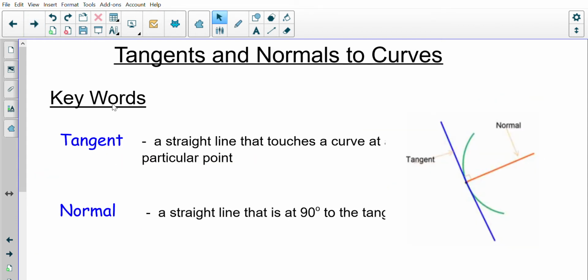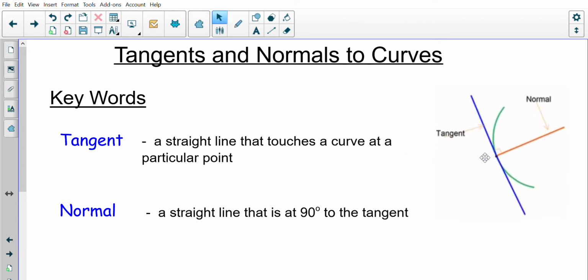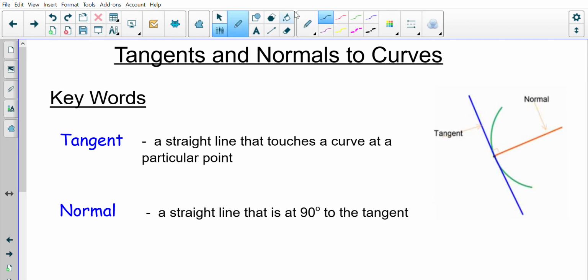So a tangent we've come across before. A tangent is a straight line that touches a curve at a particular point. So here is our tangent in blue to the curve which is in green. A normal then is a straight line that is 90 degrees to the tangent. So there is our tangent at a particular point in blue, and the normal is just the line that is at the same point on the curve but at 90 degrees to the tangent.